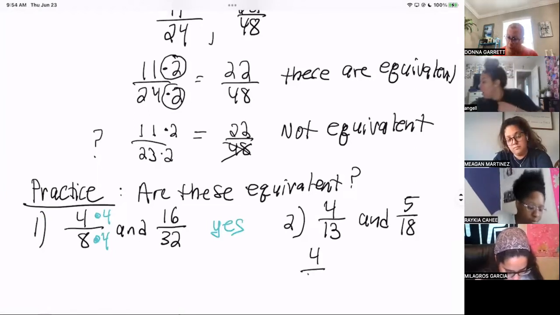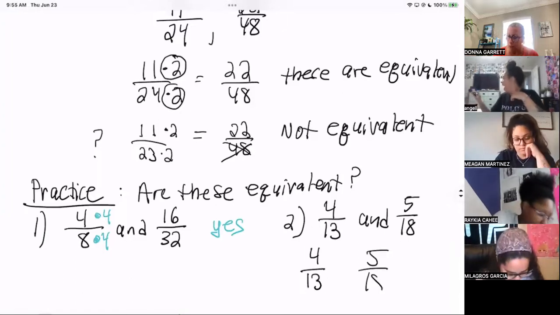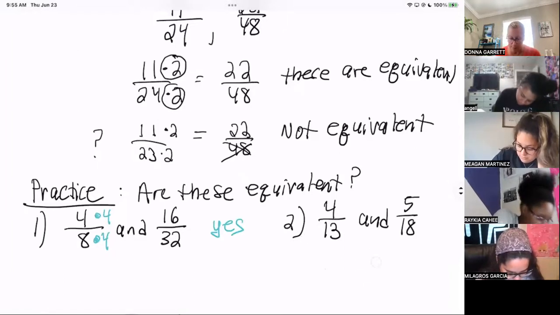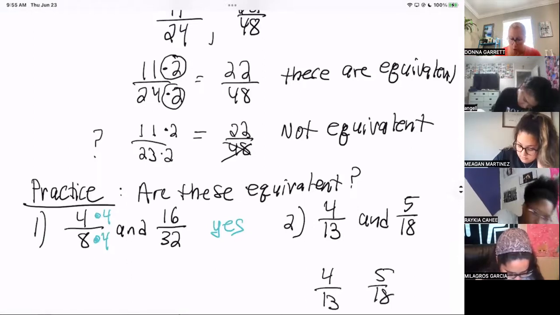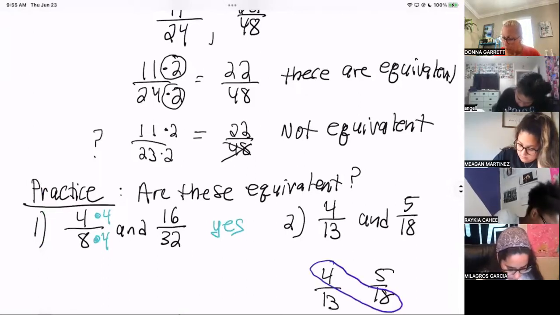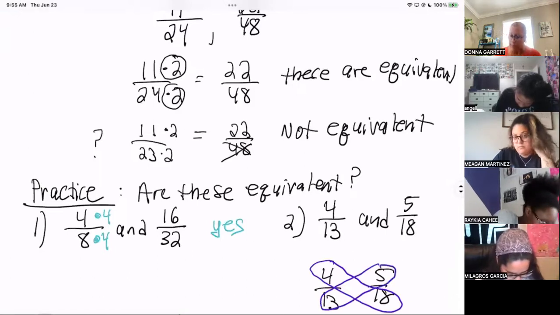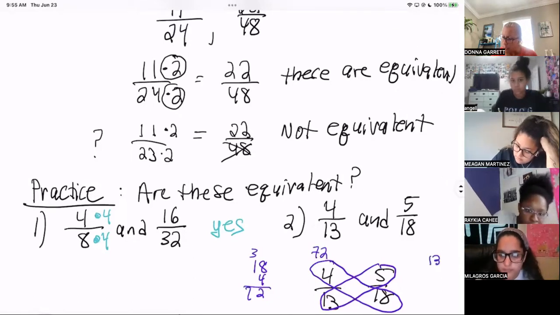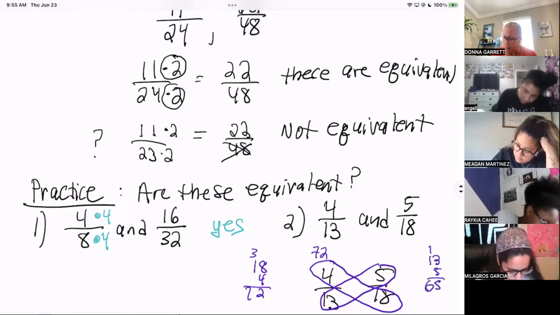So I'm going to put it right here. 4 over 13, 5 over 18. When I say cross multiply, I really mean cross multiply. We are going to multiply across, which means I'm going to multiply 4 and 18, and then I'm going to multiply 5 and 13. So 18 times 4 is 72. Now, what is 5 times 13? 13 times 5 is 65.